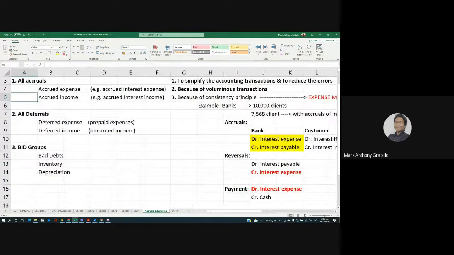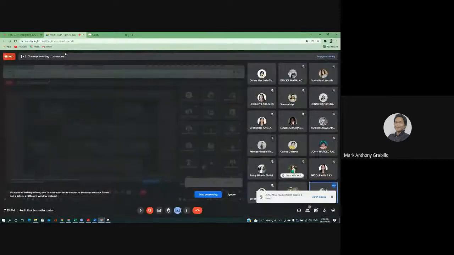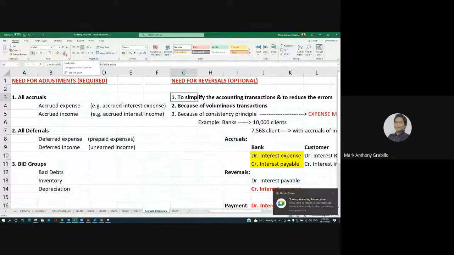All right. So going back here, ano yung mga need for reversals? Ano yung mga pwedeng i-reverse? Anyone from the class? Yes, Jinmi. Ano pa yung pwedeng i-reverse?